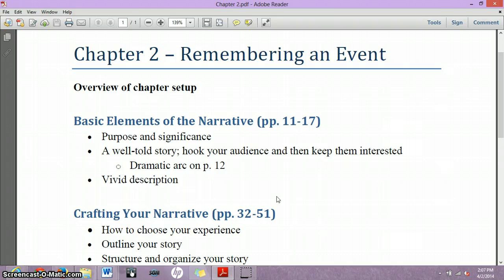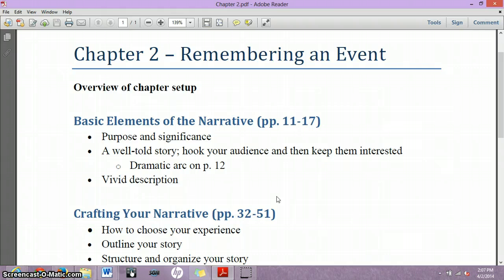So hopefully have your books out and look on page 12 at the dramatic arc in the upper left-hand corner, and you'll see the exposition, the inciting incident, rising action, climax, falling, all that stuff. Make sure you understand what those things are. I think they're pretty well spelled out for you, so I don't feel the need to review that. But I will be asking you to define all of this information in your essay number 1 outline. So make sure you have a good grasp of what this stuff is.